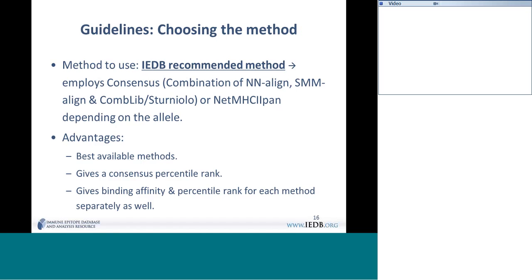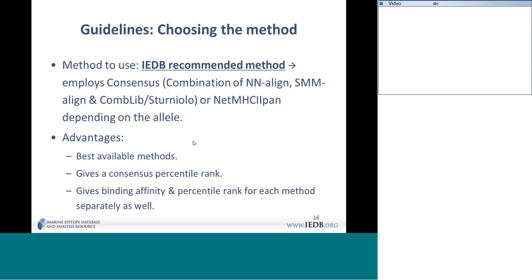So now we have all these different methods. Now the first question is which method to choose. Normally what we recommend is to use the IEDB recommended, same as class 1. The benefit is that it uses the best method. It's a combination of NN-align, SMM-align, and combinatorial library or Sturniolo.